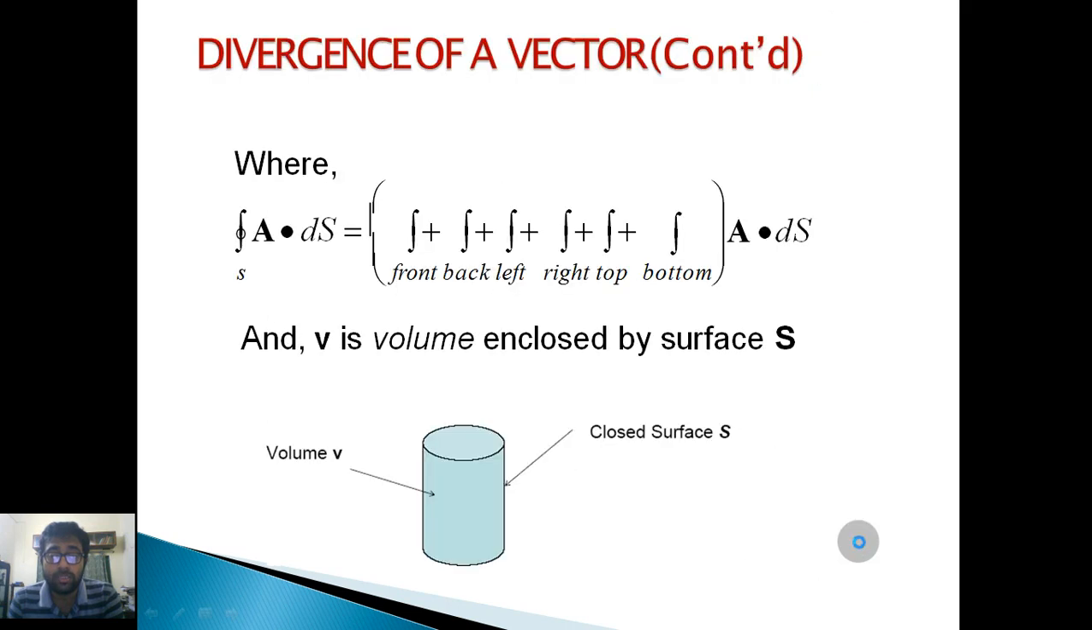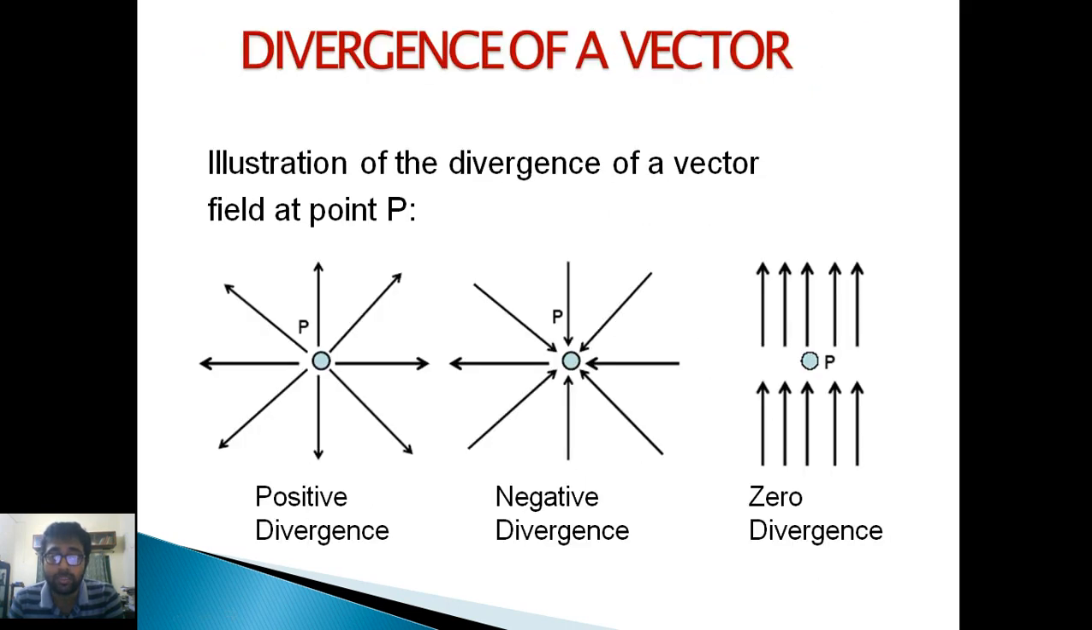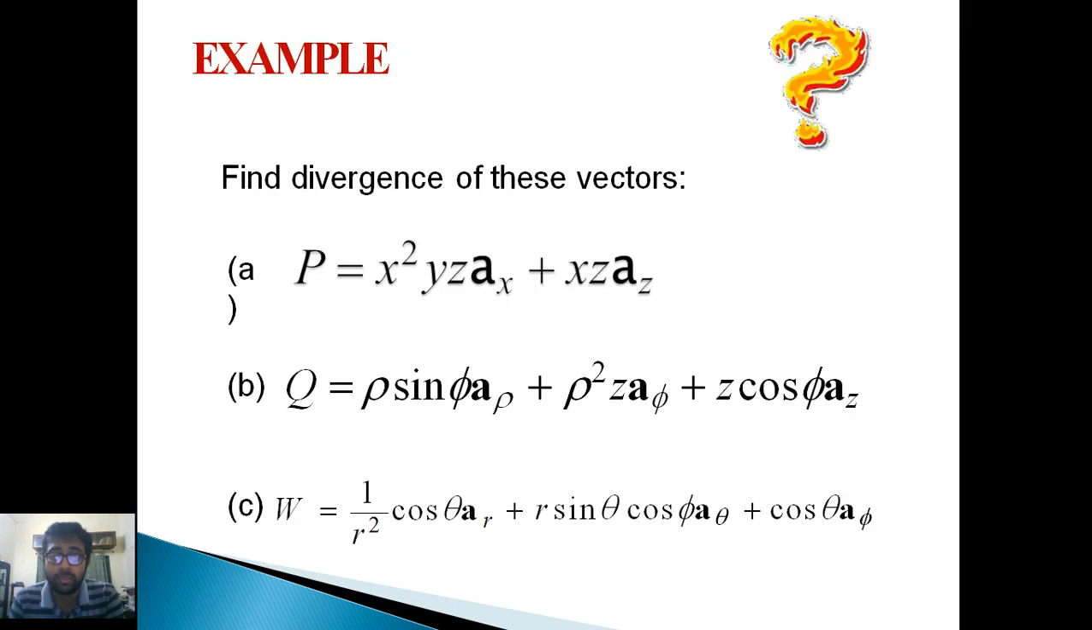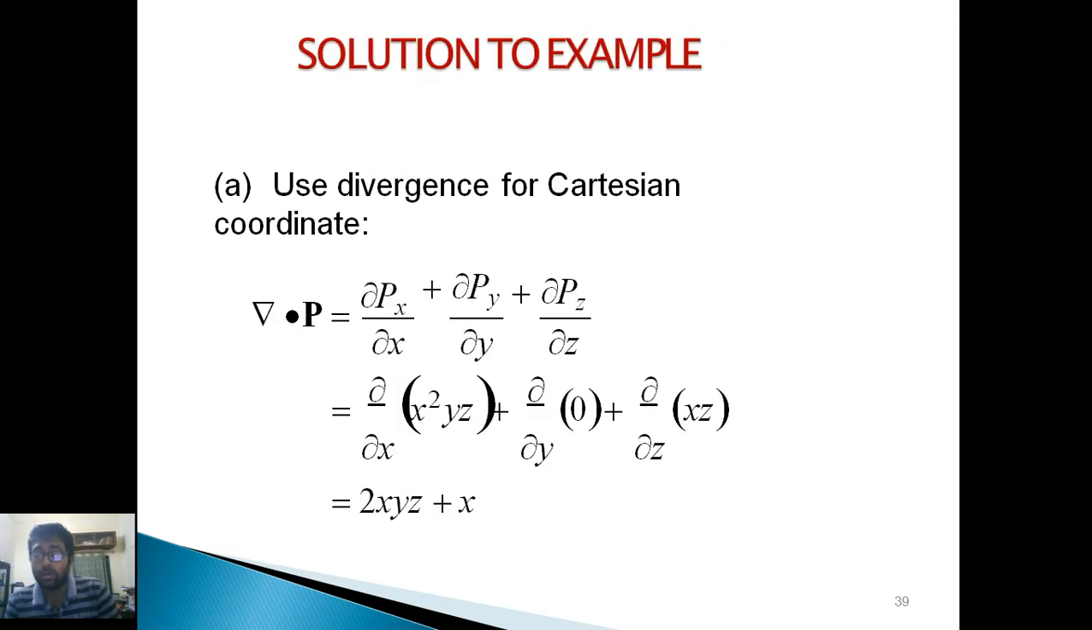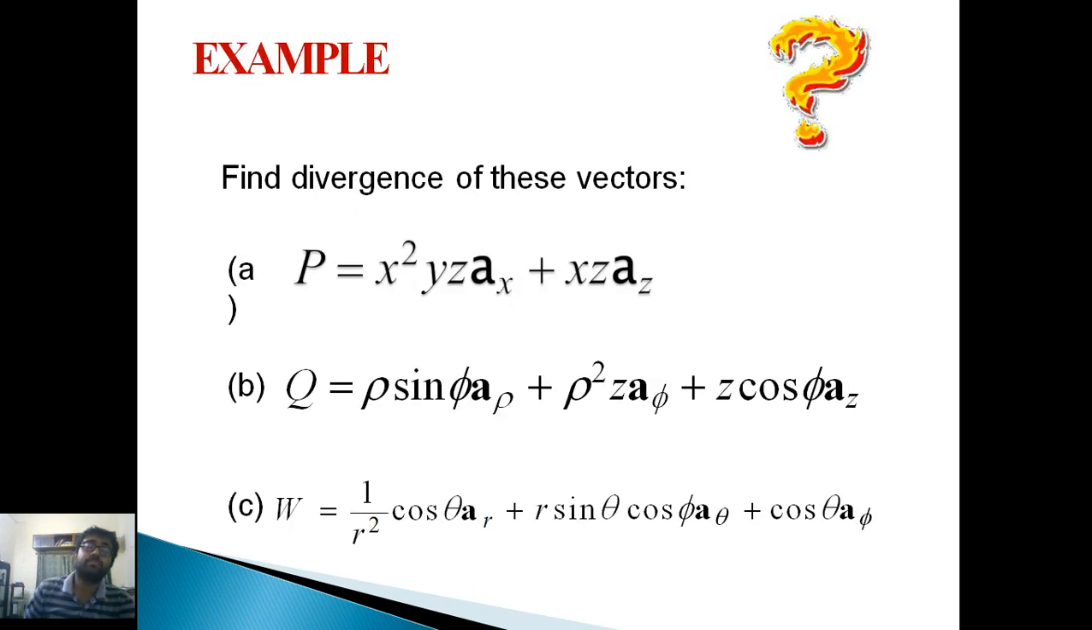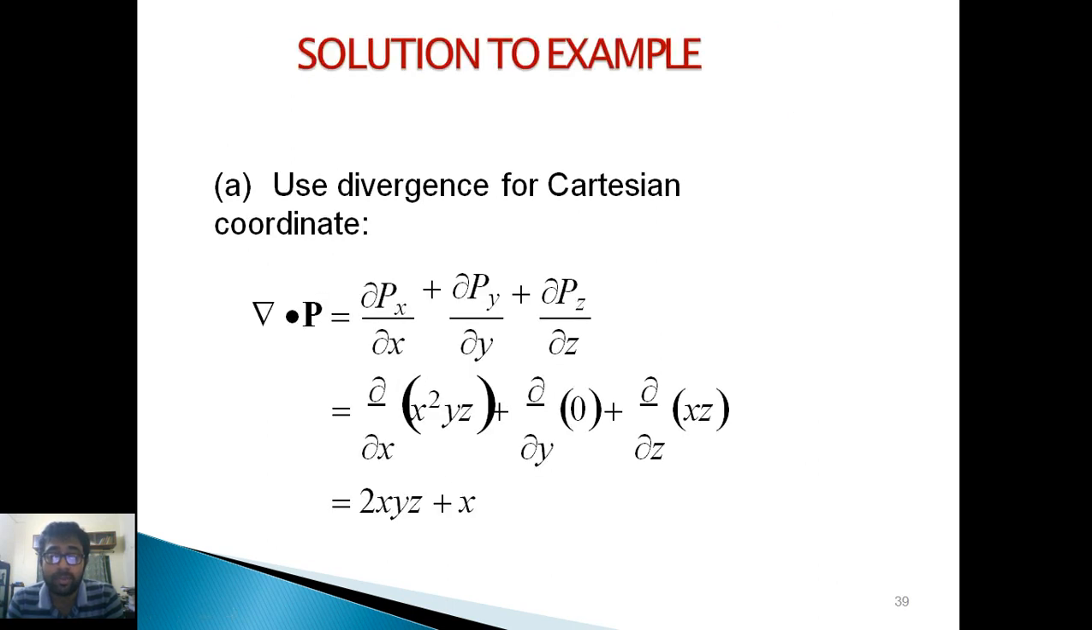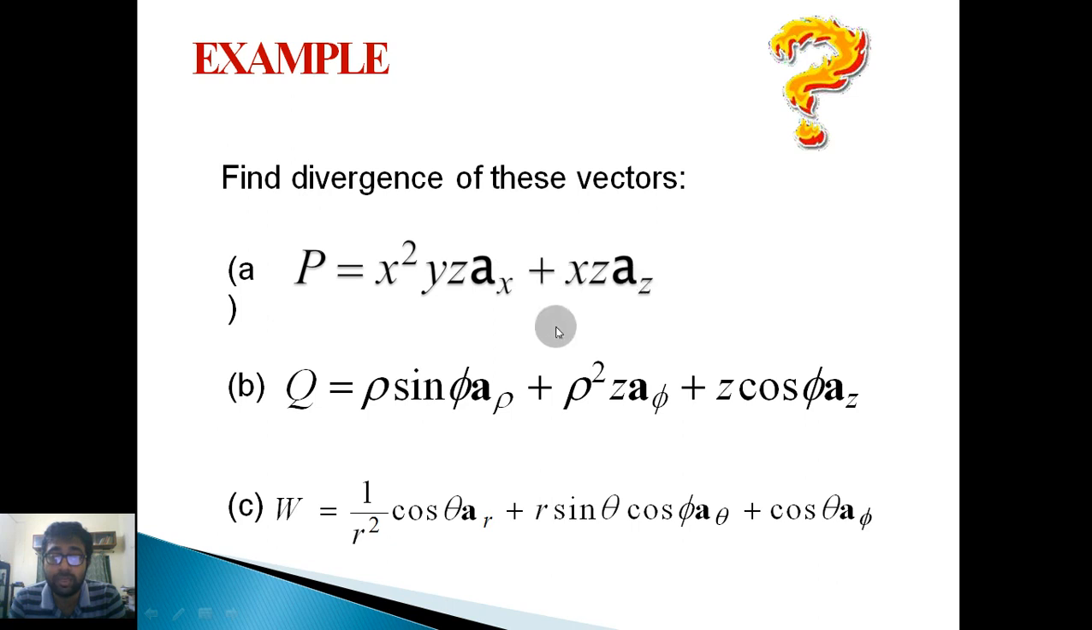Now all these vectors that I have described here, the divergence of vector, we are going to solve these examples one by one. And one thing that we have to remember: the divergence of a vector will result in a scalar function. Now the first example that we have here is x square yz a suffix x plus xz a suffix z. Now to solve that, we use divergence for the Cartesian coordinate system. For the x-axis we have this, and for the z-axis we have xz.